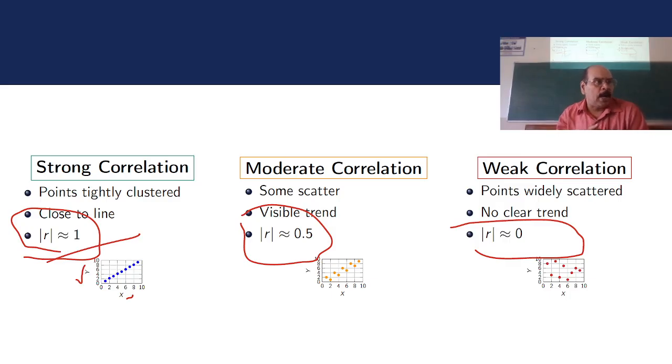when modulus of R is 0.5, it indicates that there is some trend, there is some change. As x increases, naturally y also increases, but to a smaller extent. When the correlation coefficient is 0, it simply means that the correlation is very weak.